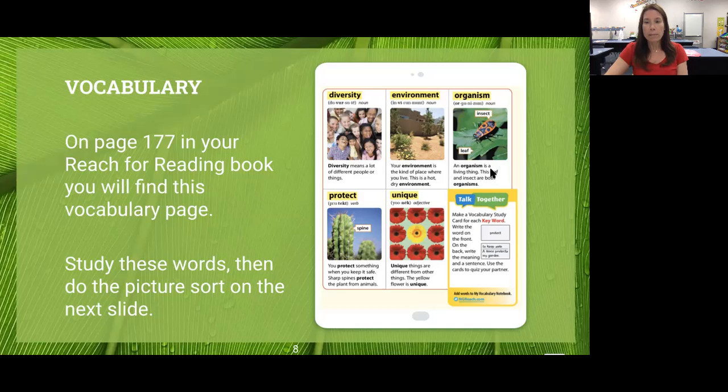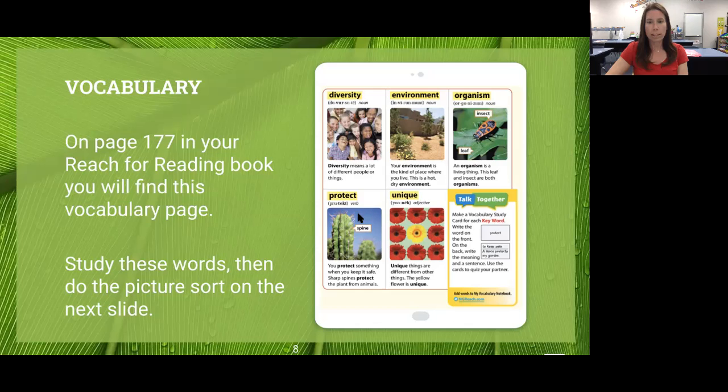Okay, next one, organism. An organism is a living thing. This leaf and insect are both organisms. So anything that's alive, I'm an organism, you're an organism, a tree is an organism, a little bird flying in the sky is an organism. Okay, so any living thing.